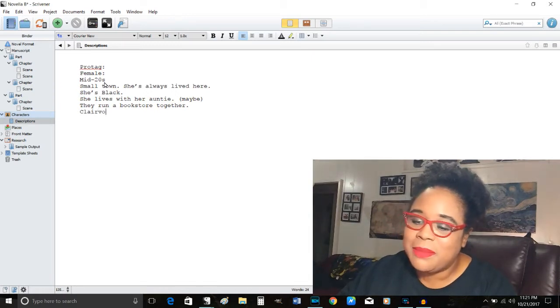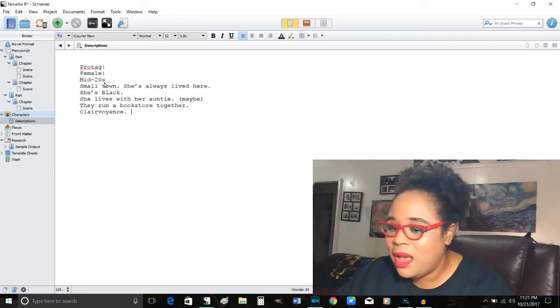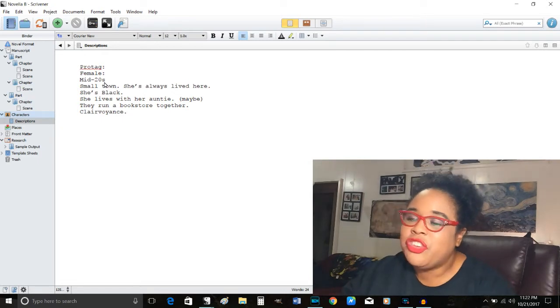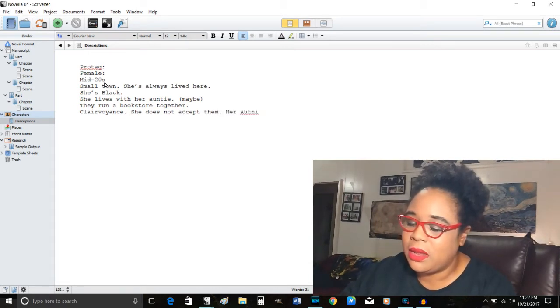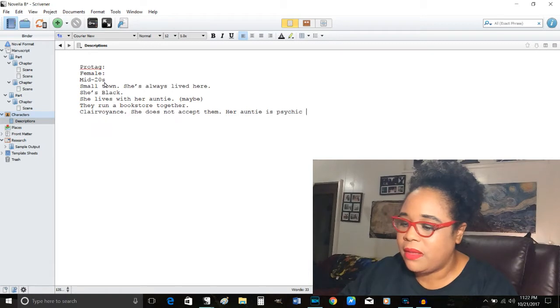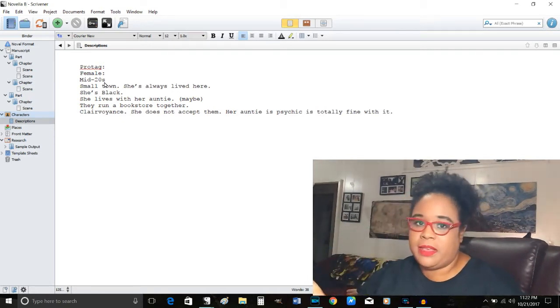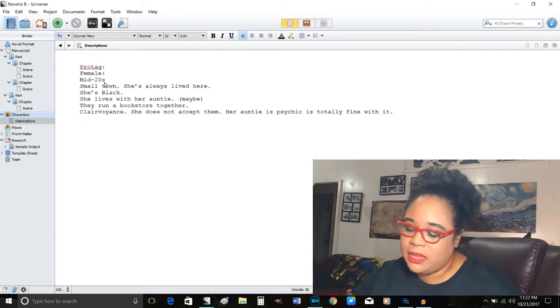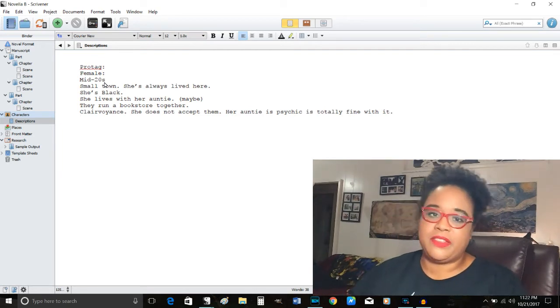And something that I didn't think of until recently, I want this girl to be clairvoyant. She has some psychic abilities, and she does not accept them. And her auntie is psychic and is totally fine with it. She's very comfortable in her psychic abilities, but her niece, not so much. And that is going to be part of what defines her as a character.